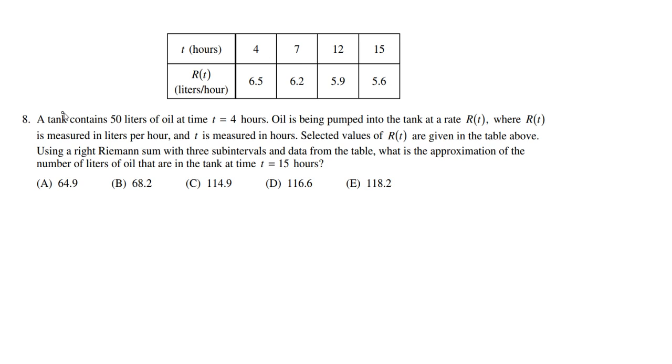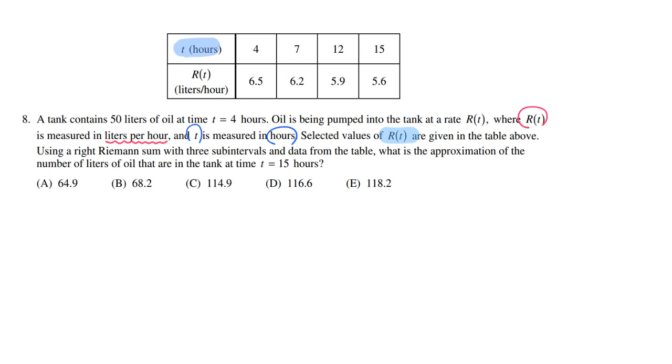Here's the table. So let's read together. Number 8: a tank contains 50 liters of oil at time t equals 4 hours. Oil is being pumped into the tank at a rate of R(t), where R(t) is measured in liters per hour and t is measured in hours. So t is the time in hours, and R(t) is liters per hour. The R(t) values are given in the table above. Here we have a table that shows R(t) and t.